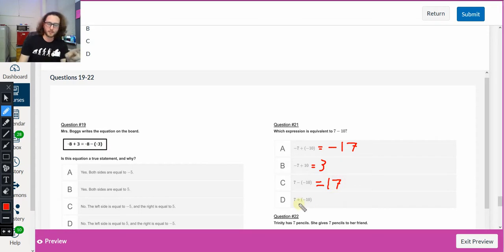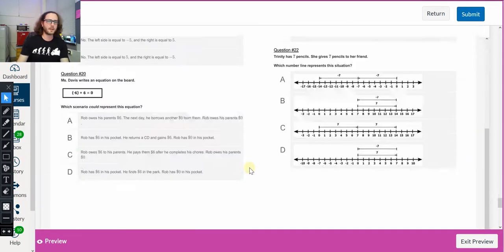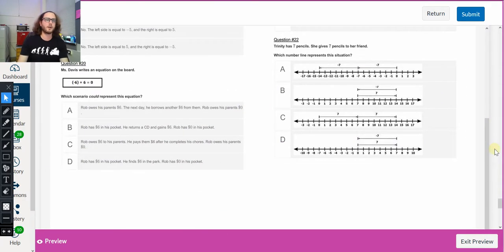This one, remember, when we add a negative, it is the same as subtraction. You're going to the left on your number line. And that would put us at -3. So for number 21, we needed D. And last but not least, 22.